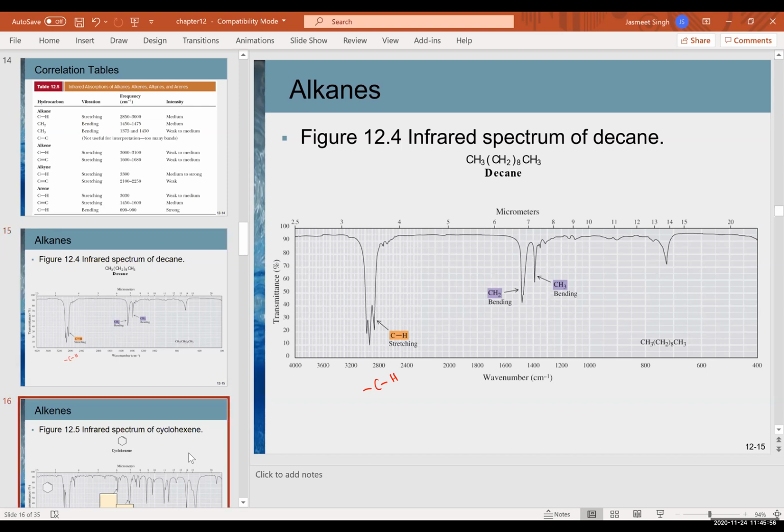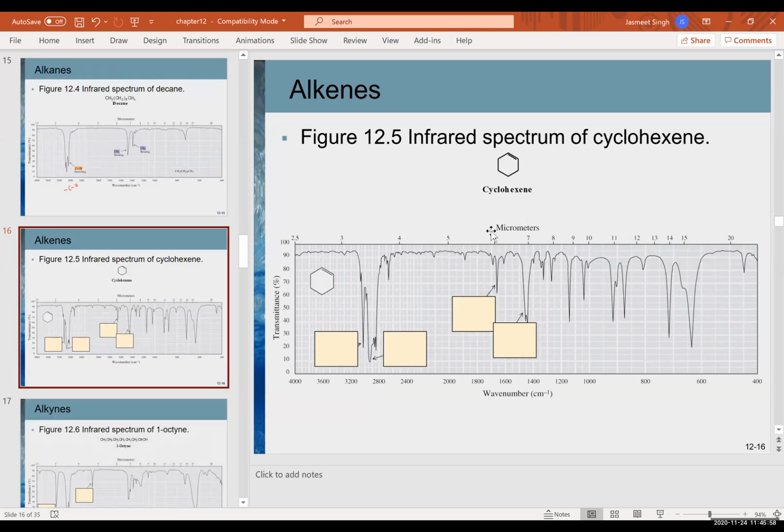Okay, so the next one is alkenes. This spectrum belongs to cyclohexene. In cyclohexene, you will see the fingerprint zone is quite busy. Anywhere from here to here, from 1400 to 400, the right hand side, this is the fingerprint, so we are not going to analyze it. The main peaks are labeled here.